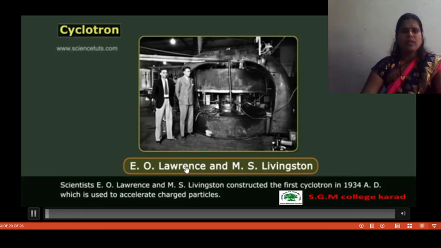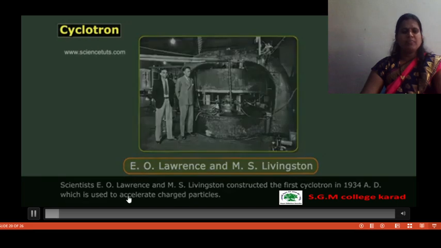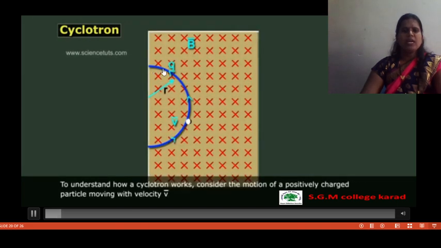See here, this cyclotron was first discovered by Lawrence and Livingston in 1934, and it is used to accelerate charged particles. Now see how the cyclotron works.